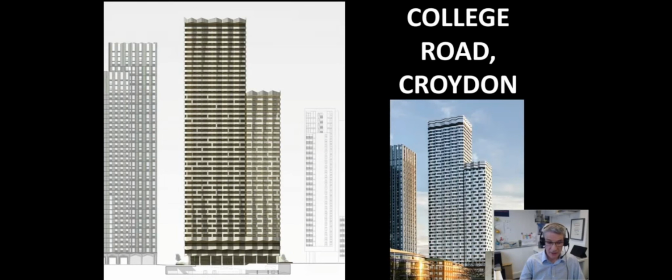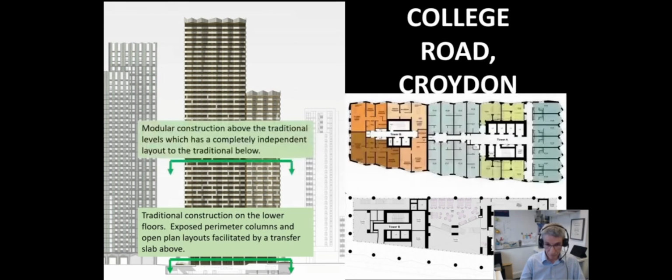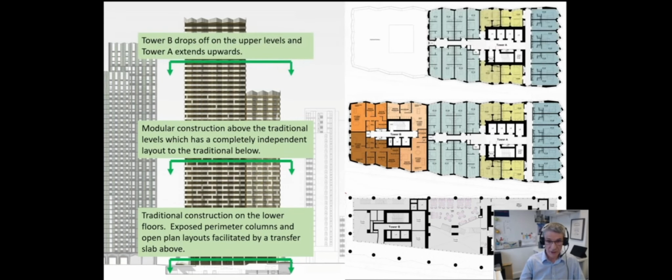This is our project at College Road. The building has traditional construction on the lower floors with exposed perimeter columns and a double height space, all facilitated by a deep transfer slab above. The residential levels above have layouts that are structurally independent of the lower levels, thanks to the transfer slab. And at the top of the building, one tower extends higher than the other.